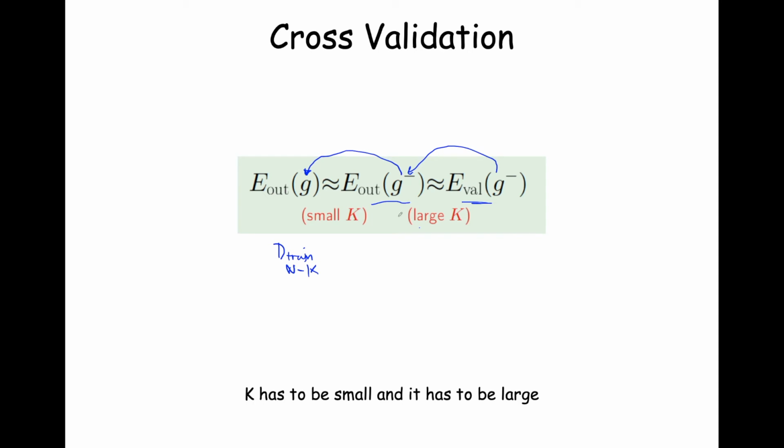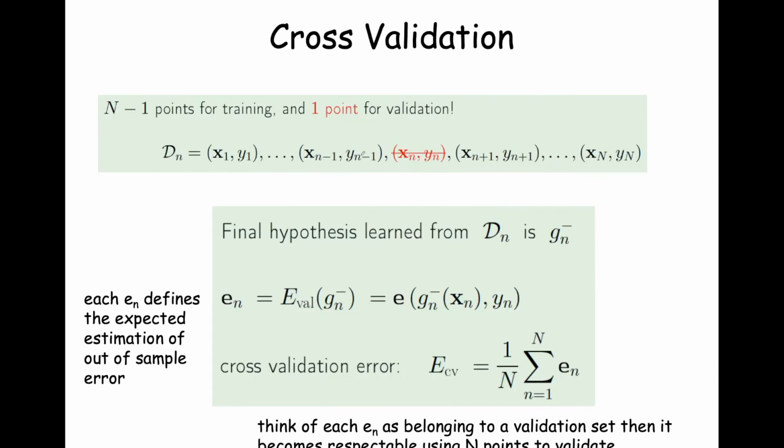So there's this tension here. K needs to be small. If it's small, you have bad estimates. You break this relationship. If k is large, you have good estimates, but you break that relationship. So how are we going to balance this? This is the role of cross-validation. We're going to start with the simple case of so-called leave-one-out cross-validation.